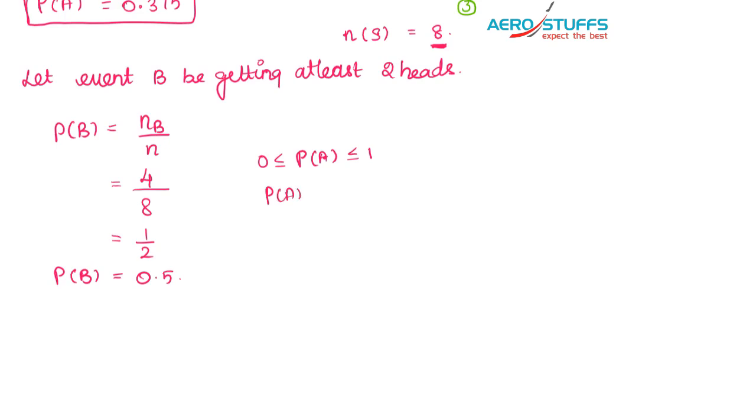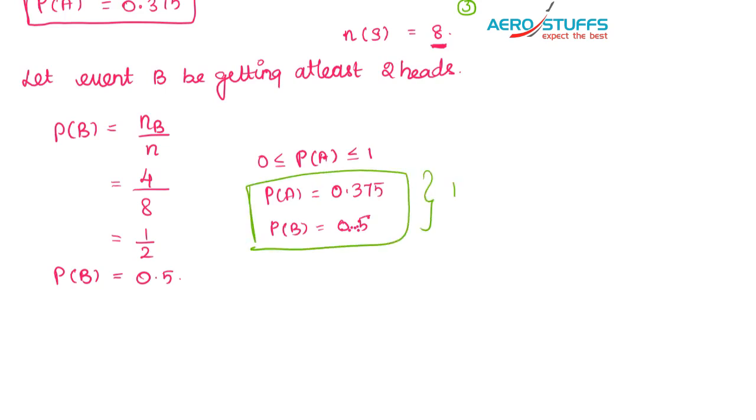0.375. What is the probability of B? That is 0.5. While detailing the definitions, I have said that the probability of an event always lies between 0 and 1. See, both the answers lie within the range 0 to 1. So what you have found is correct. This is the way you can verify your answer with the probability.